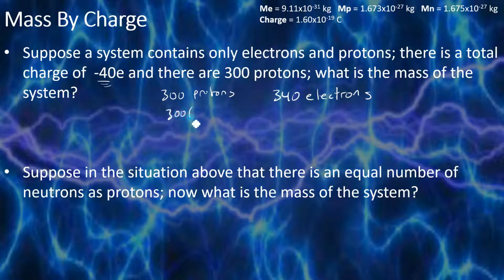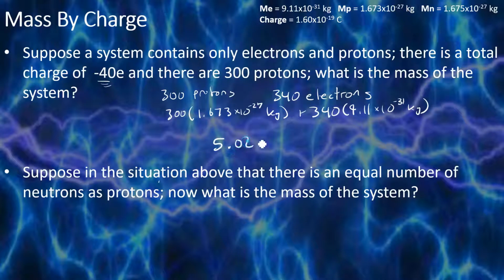So now it's asking for the mass of the system. So we'll have 300 times 1.673 times 10 to the negative 27th if we're going to do it in kilograms, plus 340 times 9.11 times 10 to the negative 31 kilograms. I'm just going to do these in kilograms. I'm going to type that all in. You can see that these are going to come up enough that it might be worth storing these variables somewhere on your calculator, so you can just type that rather than these scientific notations. Oops, forgot one digit. Okay. And I get, in this situation, 5.02 times 10 to the negative 25th kilograms.